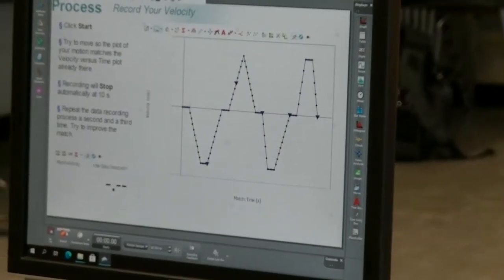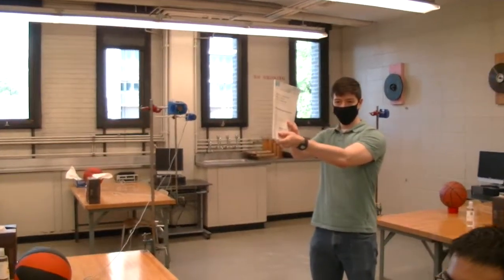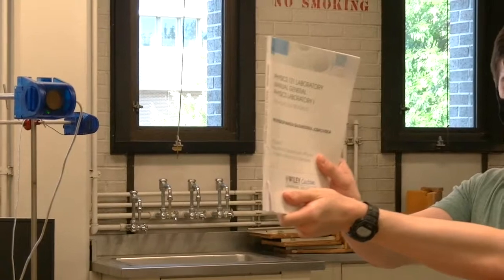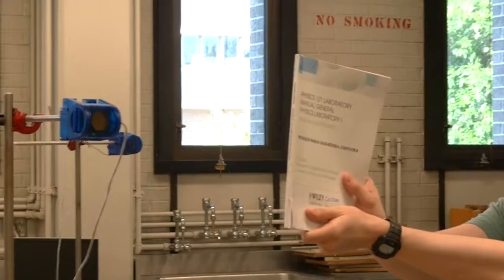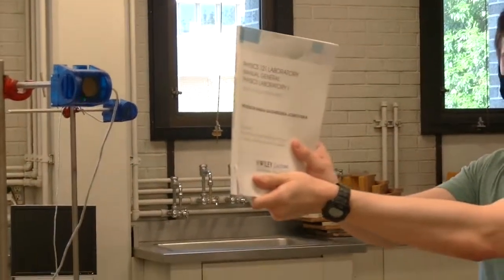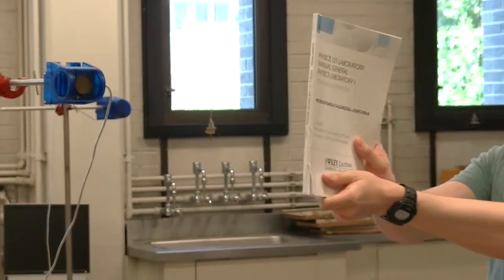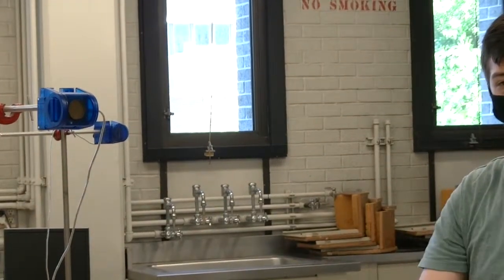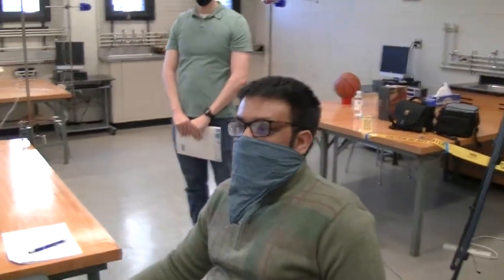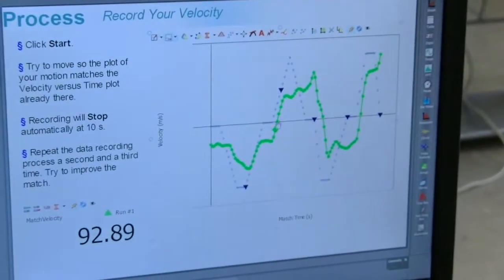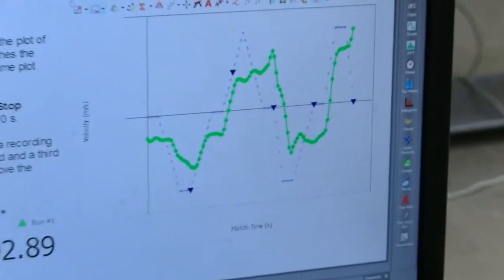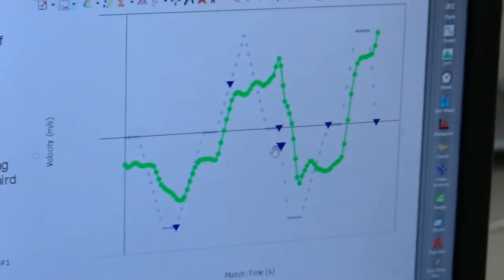So let's see how the recording looks. And this only works with the lab manual. Score of 92. Wow, this is what you should aim for. It's a score of 92, and it's pretty close to the curve that's provided.